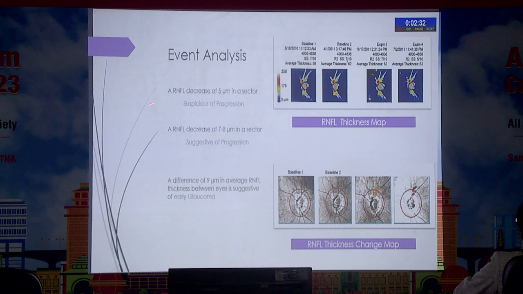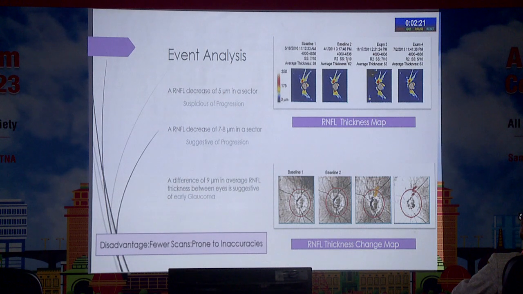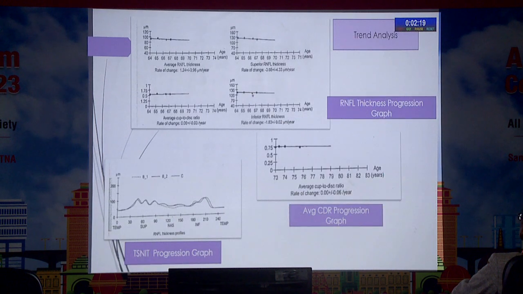And you should always remember this data: if there is any change of 5 micron in a sector, it is suspicious of progression, and 7 to 8 is suggestive of progression. The only drawback is that because of the lesser number of scans, it is prone to inaccuracies. Now, talking about the trend analysis.